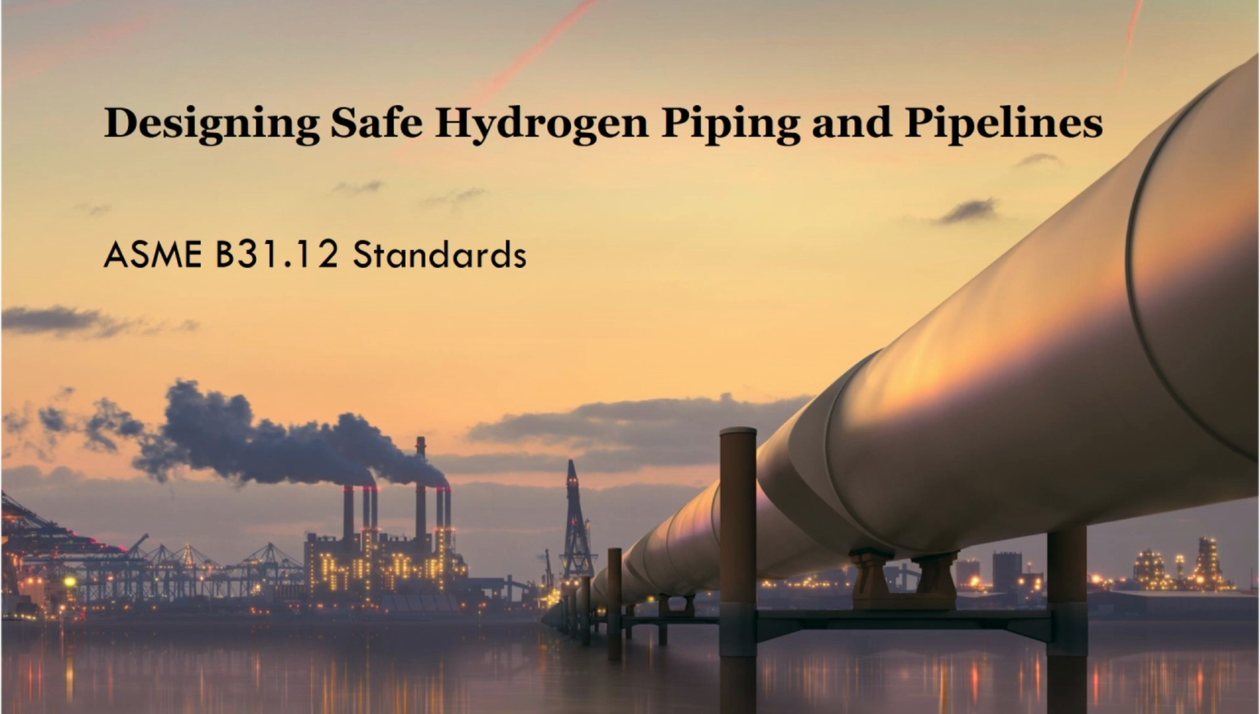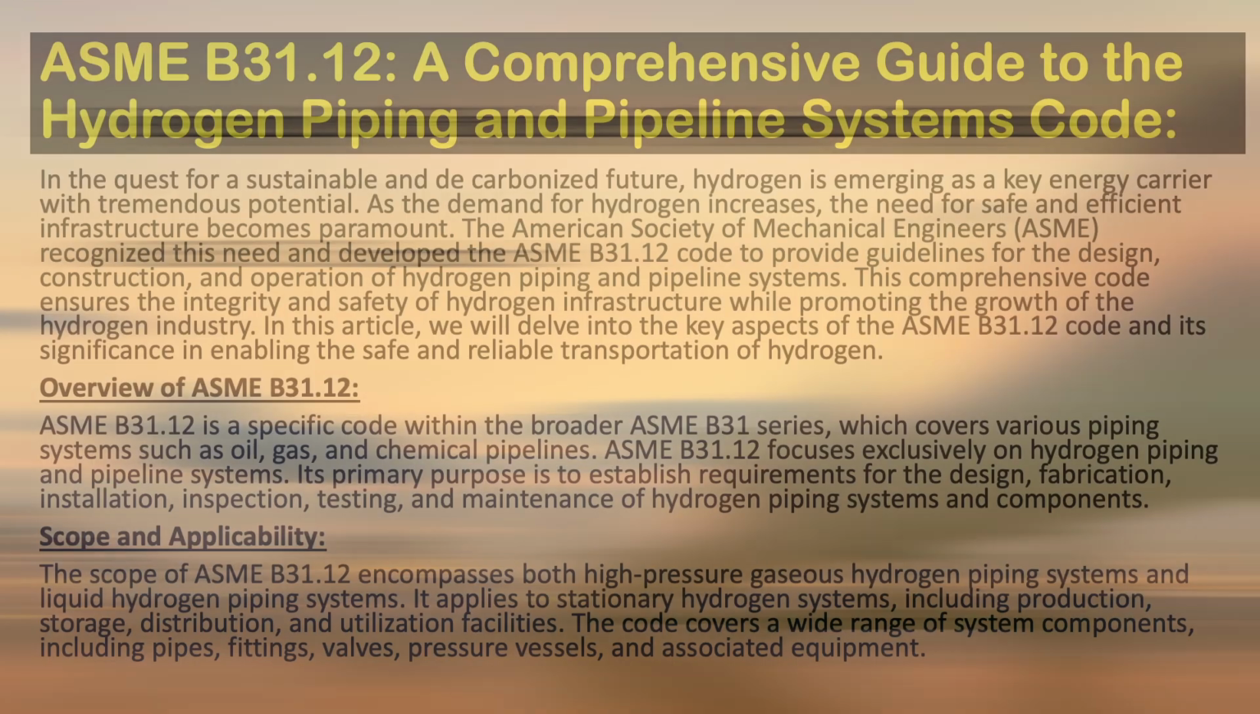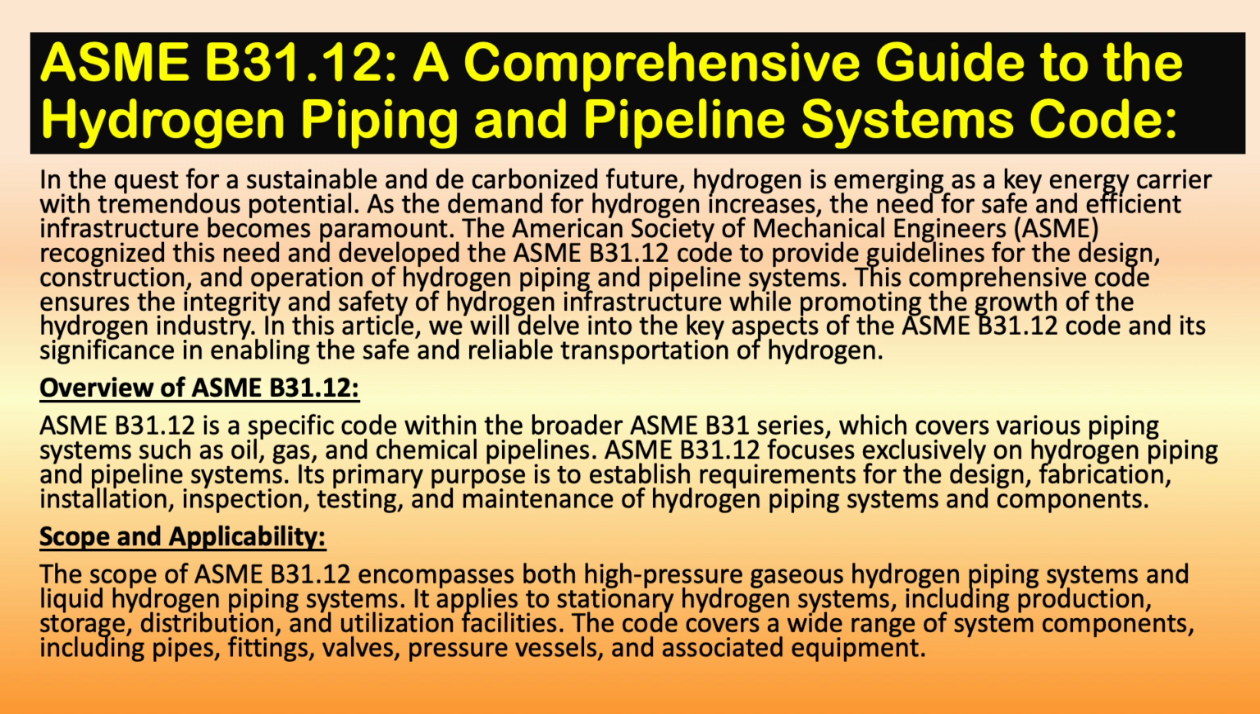Its primary purpose is to establish requirements for the design, fabrication, installation, inspection, testing and maintenance of hydrogen piping systems and components. The scope and applicability encompass both high-pressure gaseous hydrogen piping systems and liquid hydrogen piping systems. It applies to stationary hydrogen systems including production, storage, distribution and utilization facilities.